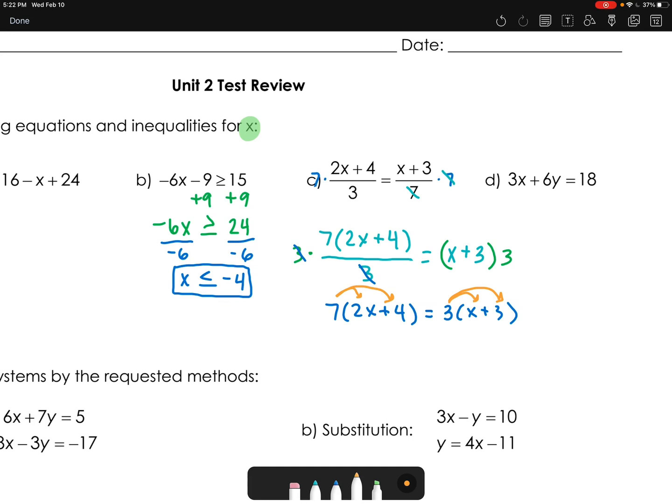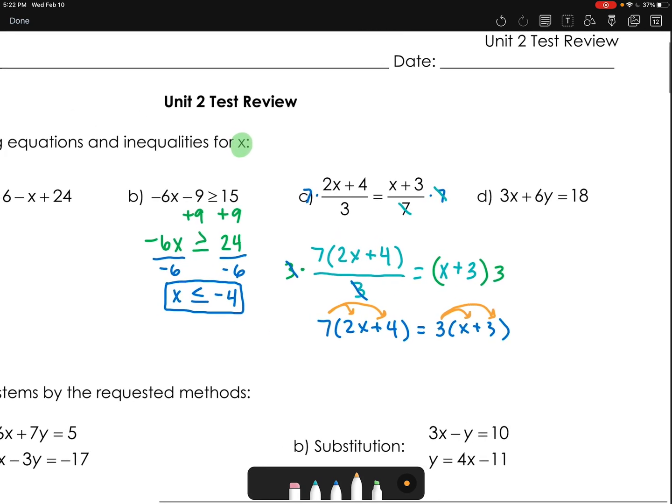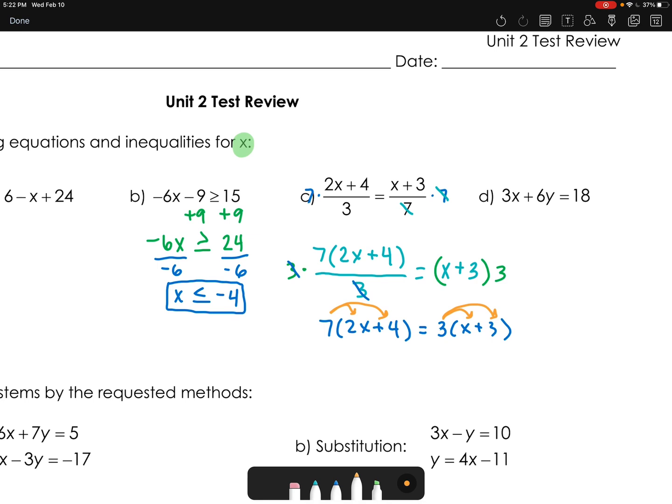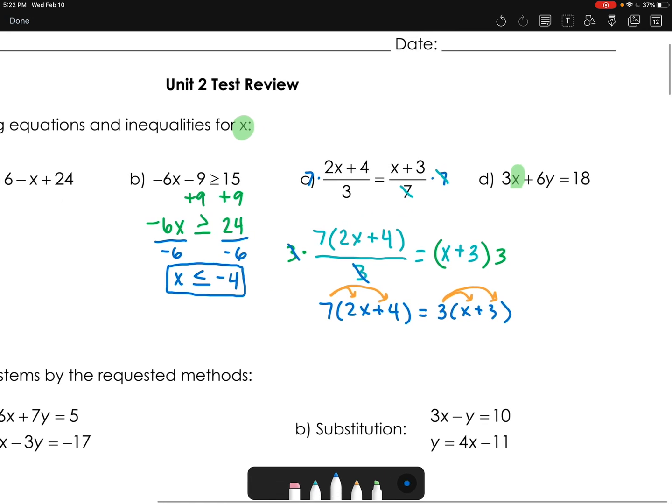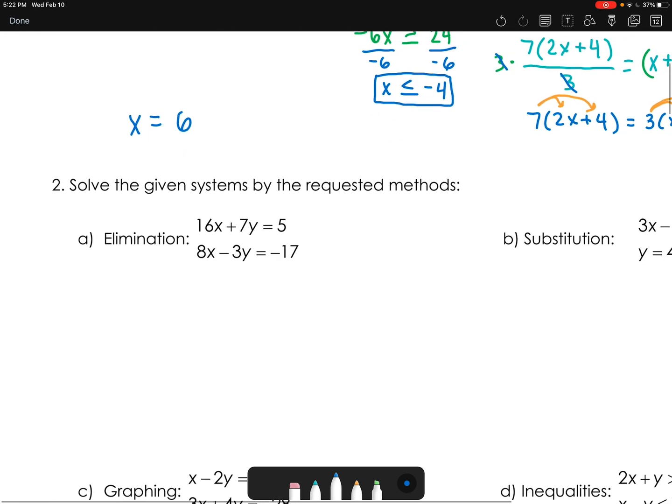Again, I'm not going to go through and finish up this problem, but hopefully that helped you get a start on 1C. And then D is quite simple as well. I'm not going to show you the steps through that one, but you are just getting x by itself here, and the final answer for that one would be x equals negative 2y plus 6.